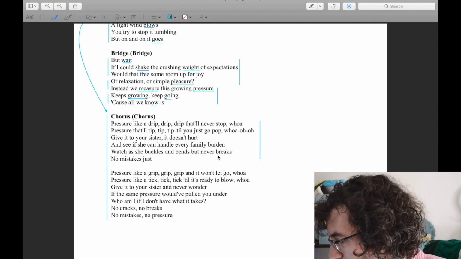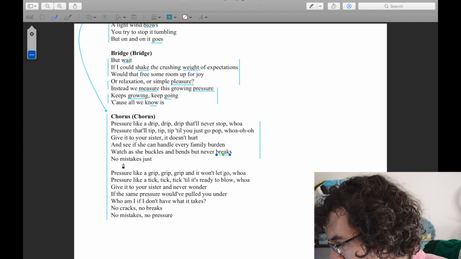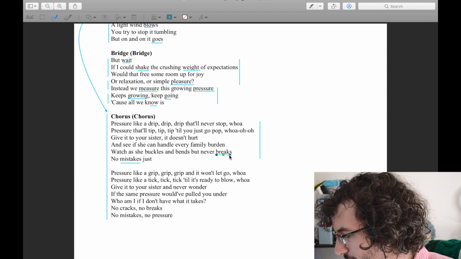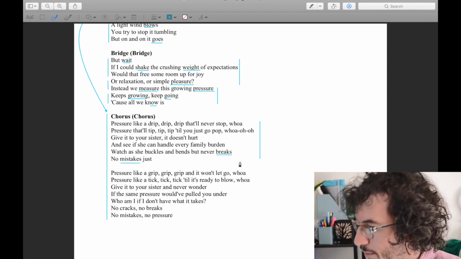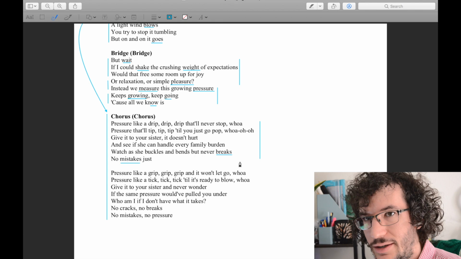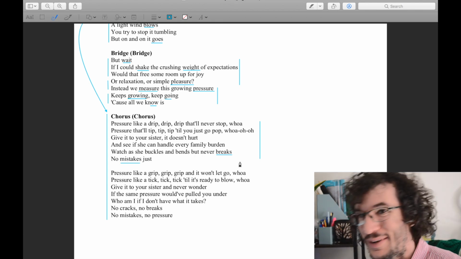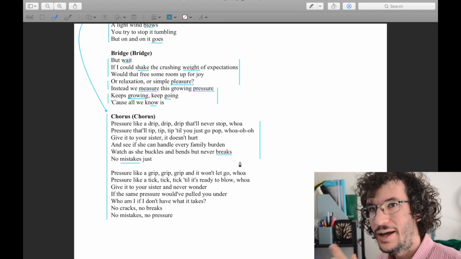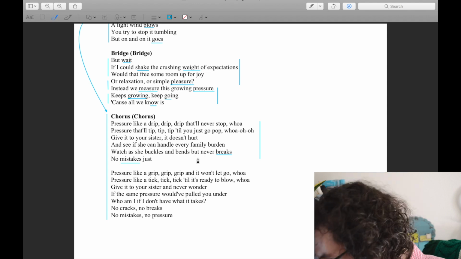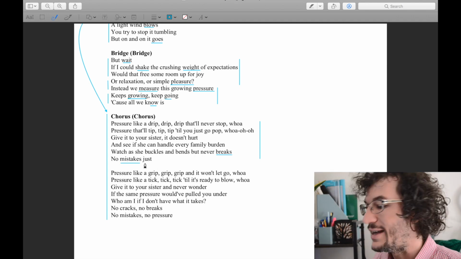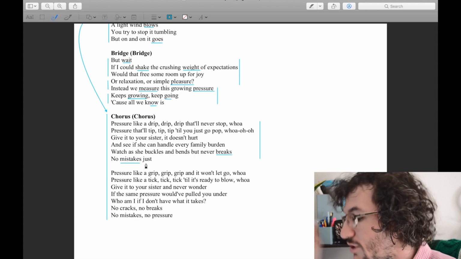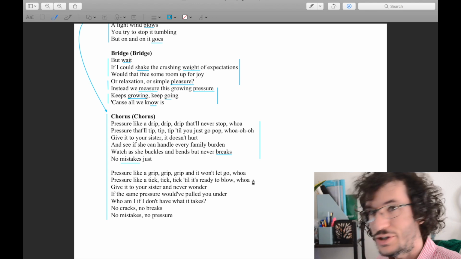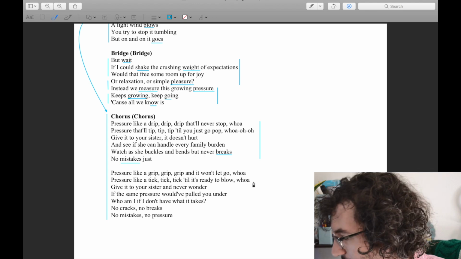And here we get breaks and mistakes. So that's nice because we also have the S's rhyme. And this is an important detail because he could have said, watch as she buckles and bends, but never break, no mistakes. But by having the breaks, no mistakes, having the S sound be consistent makes it much stronger. And then again, it just belongs to the next part of the chorus. Just pressure like a grip, grip, grip. And we get go and blow rhyming with whoa at the end. So once again, stronger rhymes are happening at the end.